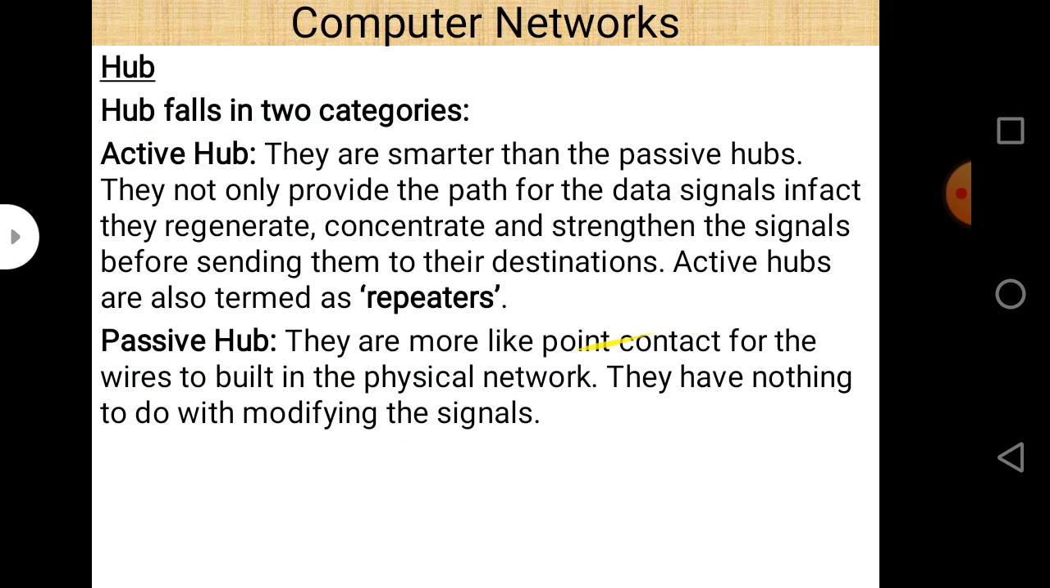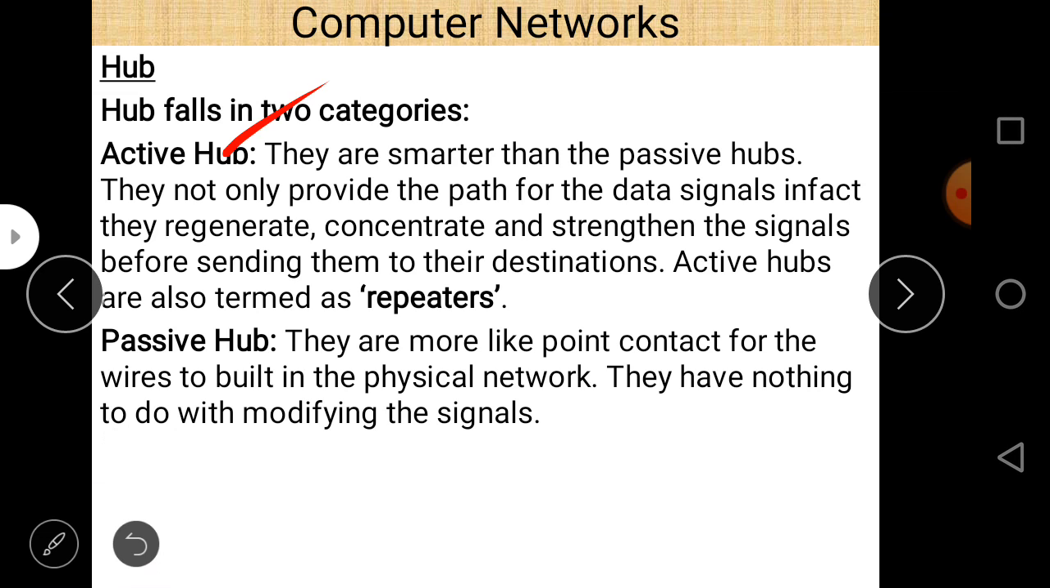And hub falls basically in two categories. First one is active hub. This is a very important part. Types of hub: active and passive hub. Active hubs are smaller than the passive hubs, and they do not just provide a path for the data signal. In fact, they regenerate, concentrate, and strengthen the signal before sending it to the destination. Active hubs are also termed as repeaters. And second is passive hub. They are more like a point of contact for the wires to build into the physical network. They have nothing to do with modifying the signal.